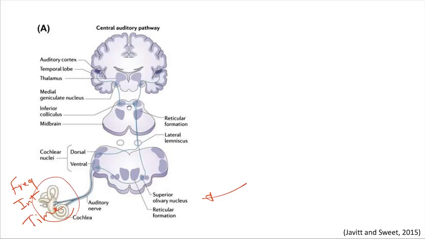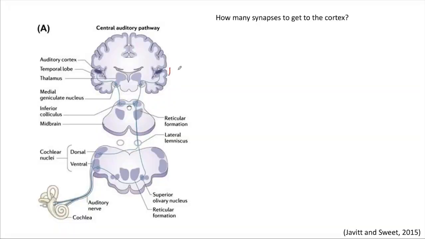auditory cortex. Auditory cortex is located in the part of the cortex that we call temporal cortex, okay? This is the temporal cortex. The temporal cortex, as we discussed before, has the superior temporal gyrus, the middle temporal gyrus, and the inferior temporal gyrus. We discussed that we have different gyri.